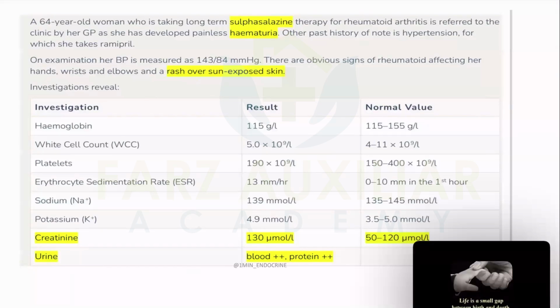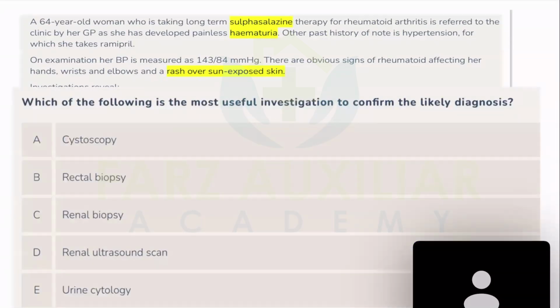Sir, I think we are carried over by your marking, sir, yellow marking. If it is going towards lupus, I think we are biased by that. Doctor, if it is going towards lupus, taking sulfasalazine, rash over the sun-exposed area, it can be lupus nephritis because creatinine is increased. There is protein and blood in the urine. That is why the answer is renal biopsy.